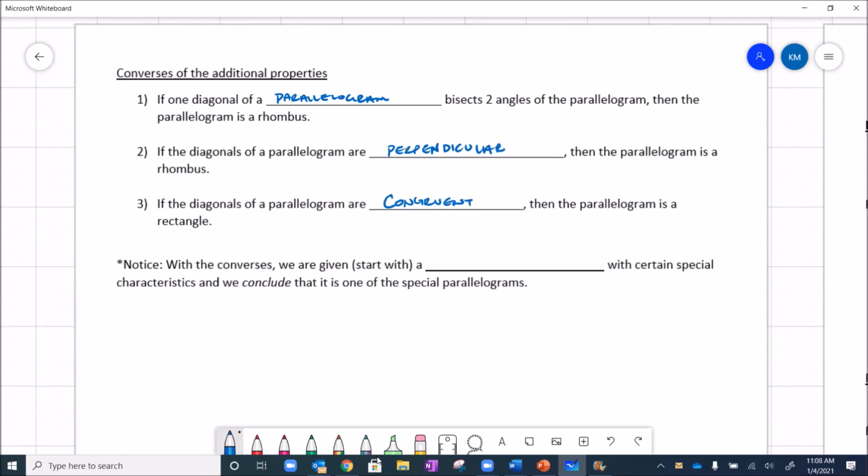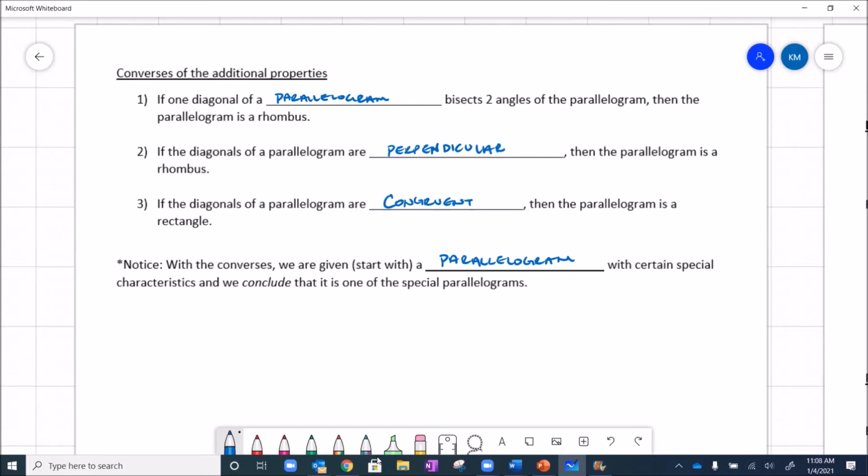Notice that with the converses, we start with a parallelogram. So it's not just like, hey, if we have congruent diagonals, then it must be a rectangle. No, we're starting with the fact that the diagonals of a parallelogram are congruent. With certain special characteristics, we conclude that it's one of the special parallelograms.